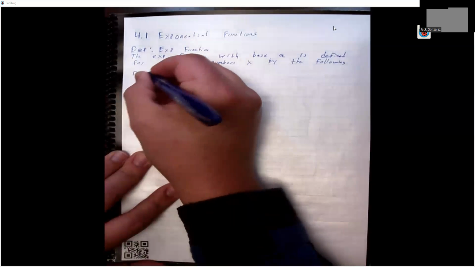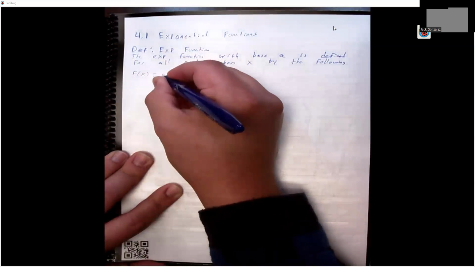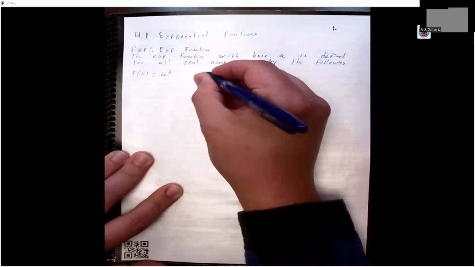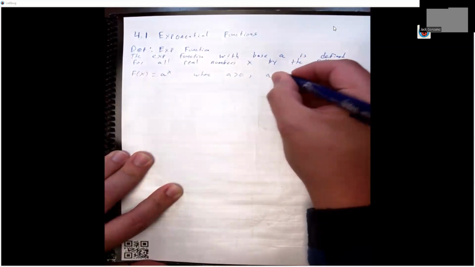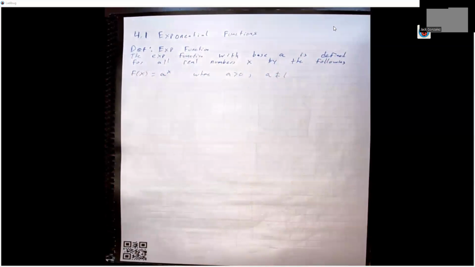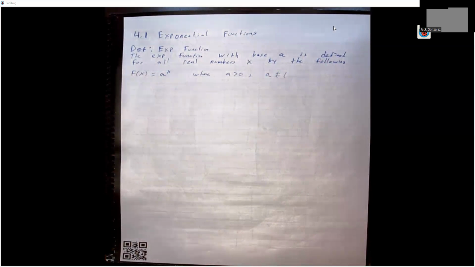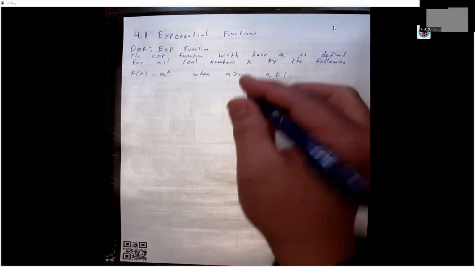So it looks like this, where a must be positive and it cannot be equal to 1. If it turns out to be equal to 1, it's not a function. I mean, it's not anything interesting. It'll just be a number raised to a power. For example, if a is 1, 1 to any number is still 1, right? So it would not be anything special. It would just be the number 1. And they look like this.